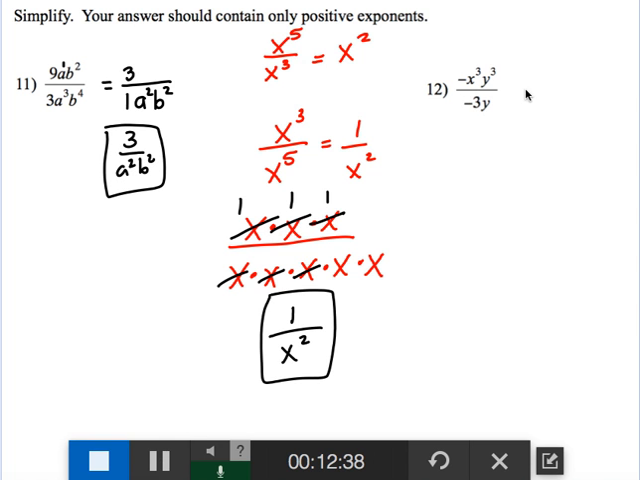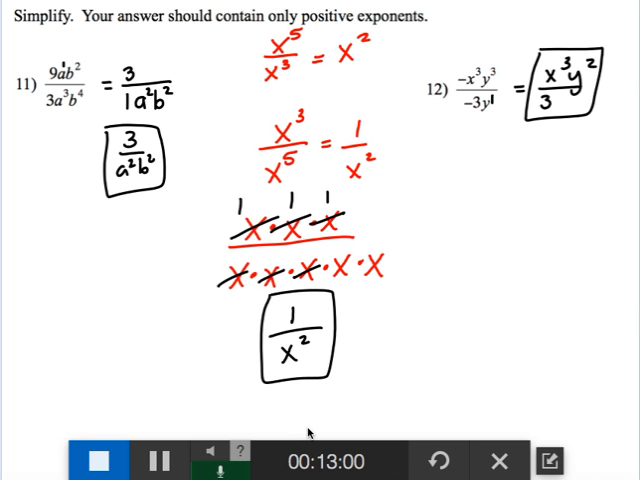And the last one, a negative over negative is going to be a positive, so I'm just going to leave that there. You have x cubed, but you have no x's here, so that's just going to stay x cubed. You have y cubed and y to the 1st. The difference is 2, and since 3 is bigger, you leave that in the numerator, and that's your answer.